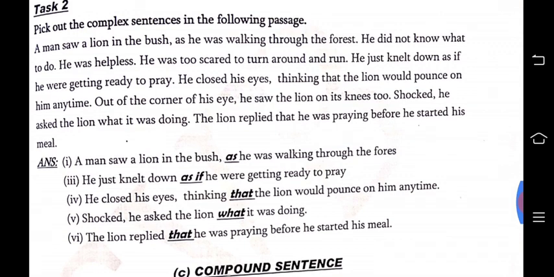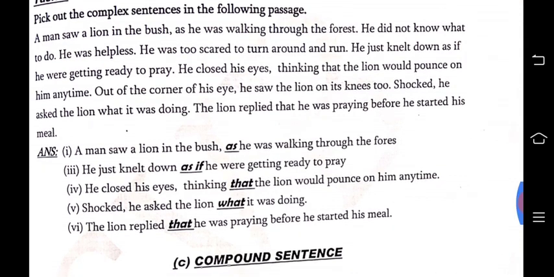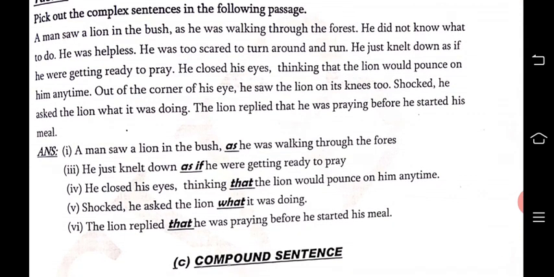Then next, he did not know what to do. He was helpless. He was too scared to turn around and run. So two factors are there. Okay, and then he did not know what to do. So that is a simple sentence. And see, he just knelt down as if.